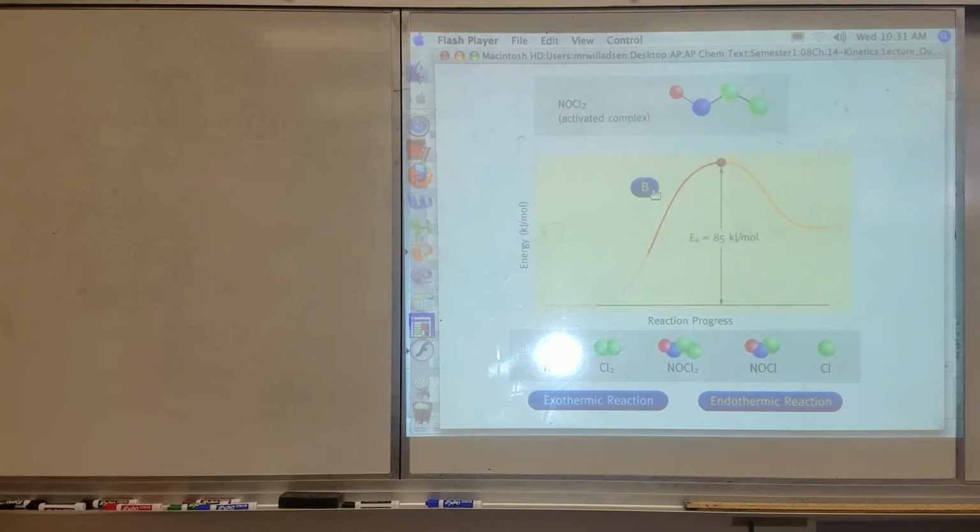When molecules collide, they form an activated complex, a temporary species formed by the reactant molecules as a result of the collision before they form the product. In this reaction between NO and Cl2, the activated complex is nitrosyl chloride, NOCl2. The activation energy, which is the minimum energy needed to initiate this reaction, is 85 kilojoules per mole.